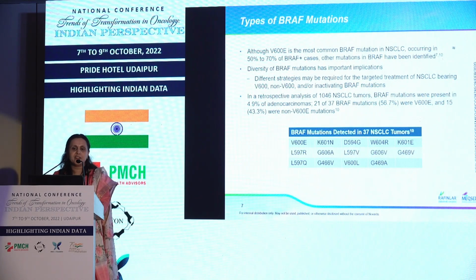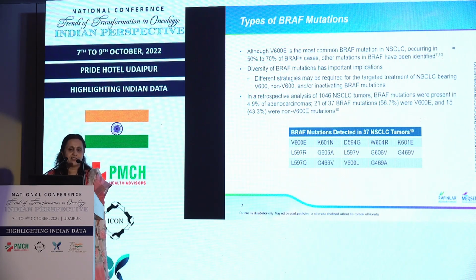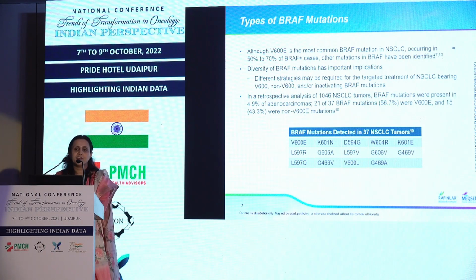Although V600E is the most common BRAF mutation, occurring in 50 to 70% of the BRAF positive cases, other mutations are also there. And the diversity has important implications because the targeted treatment we have is for the BRAF V600 mutation. There are various other mutations in the BRAF which we can see here.